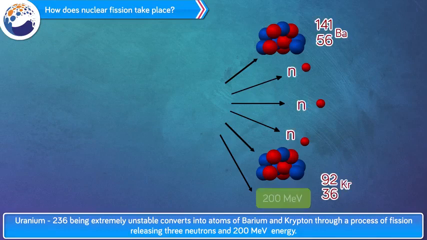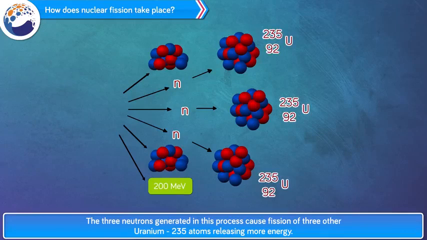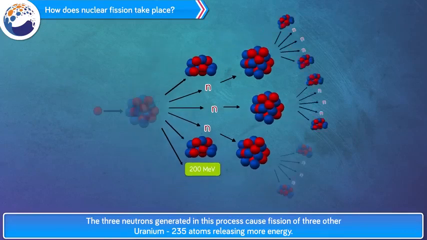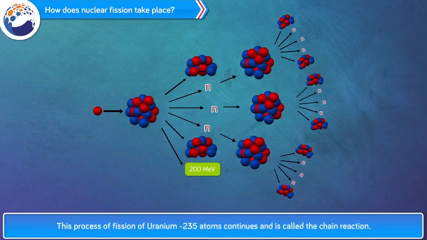200 MeV energy. The 3 neutrons generated in this process cause fission of 3 other uranium-235 atoms, releasing more energy. The neutrons released in this reaction release more energy through the fission of more uranium nuclei. This process of fission of uranium-235 atoms continues and is called the chain reaction.